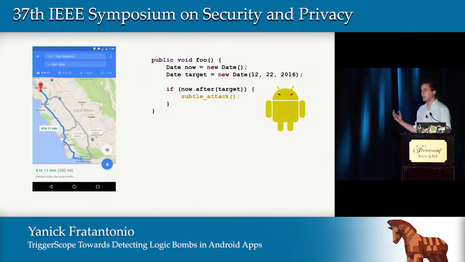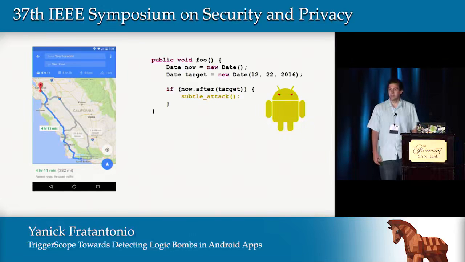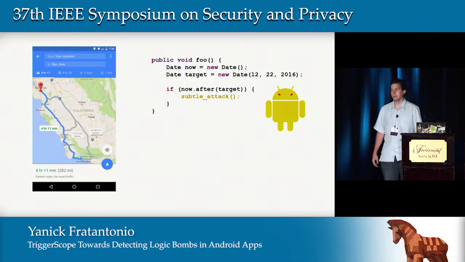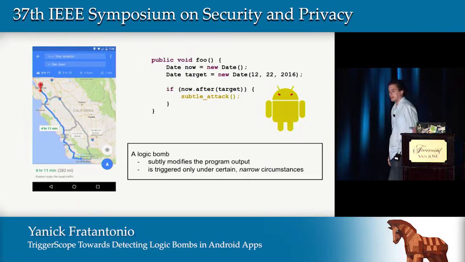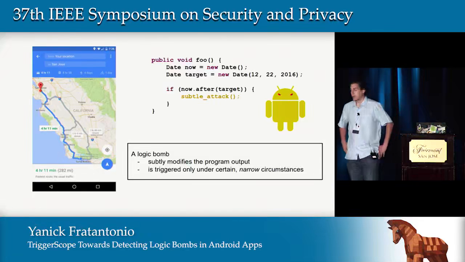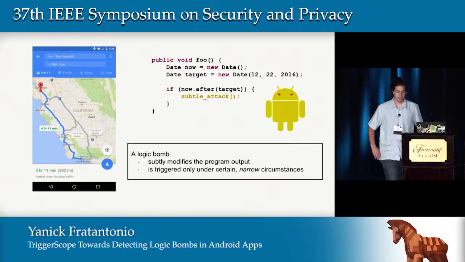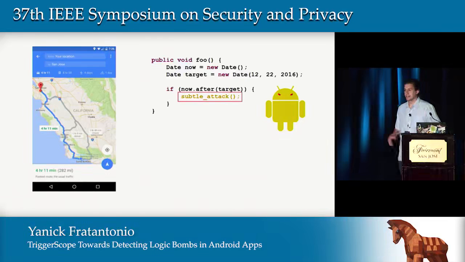In this case, for example, it could be that the route that the user chose is not the shortest one, maybe it's the longer one, and you're going through different points. Now, for a normal user, it's not that bad, but if you think this app might be used by a soldier in a military zone, you can see how it can be problematic. Now, let me generalize a bit. We call a logic bomb a functionality that subtly modifies the program output, and it is triggered only under certain narrow circumstances. So logic bomb detection is very difficult because the attack is actually subtle.